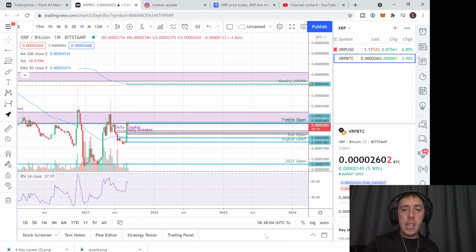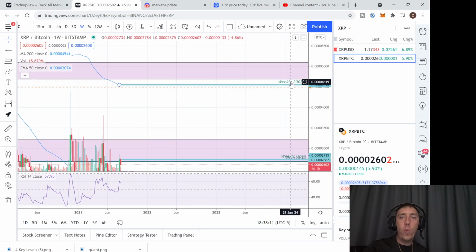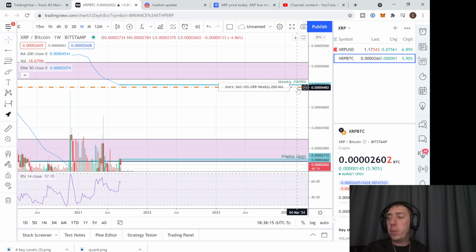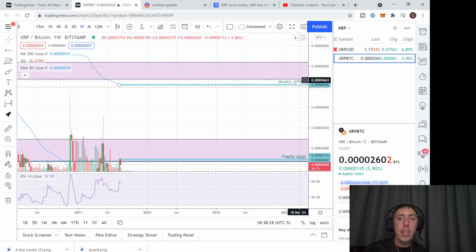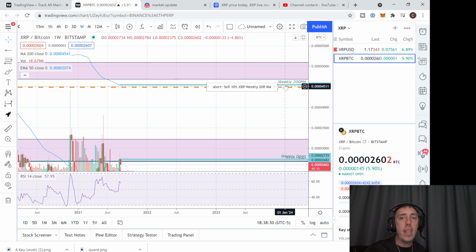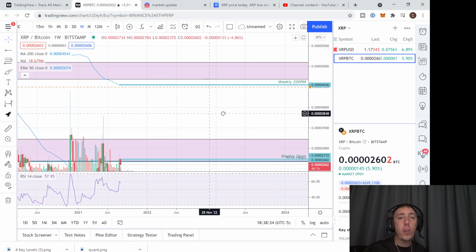So what that means is whenever it gets to this point, I will get a notification from TradingView that's going to say, hey, we are about to hit the weekly 200 moving average, and you've already decided you're going to sell 10%. So what I do is I go onto my exchange, and I instantly sell 10% of my XRP, right? Because no matter what the price is at the time, I know the ratio is at the 200 moving average, and this is going to act as a major support level or a resistance level, right? Well, I hope that makes sense, guys.